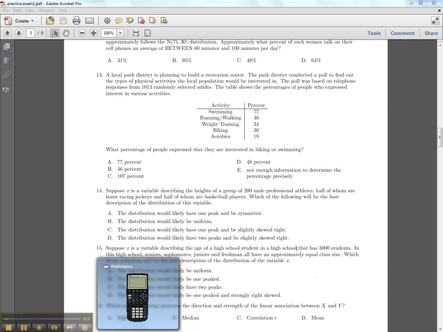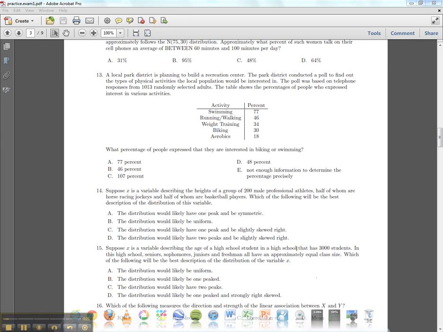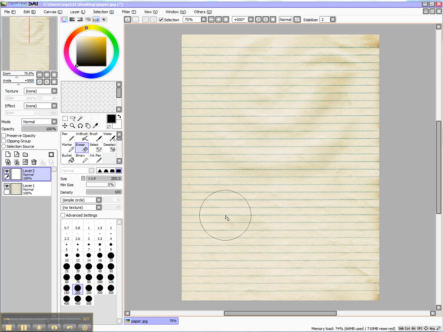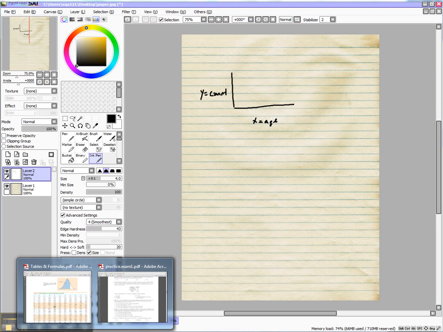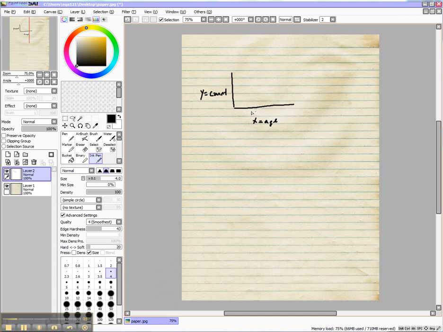So the variable x is again describing the age of a high school student. So if we drew out what the distribution could look like, we have, right here, x is age, and y is count of how many people at that age. So it says in the question that each class size, freshman, sophomore, junior, senior, all have approximately equal class size.